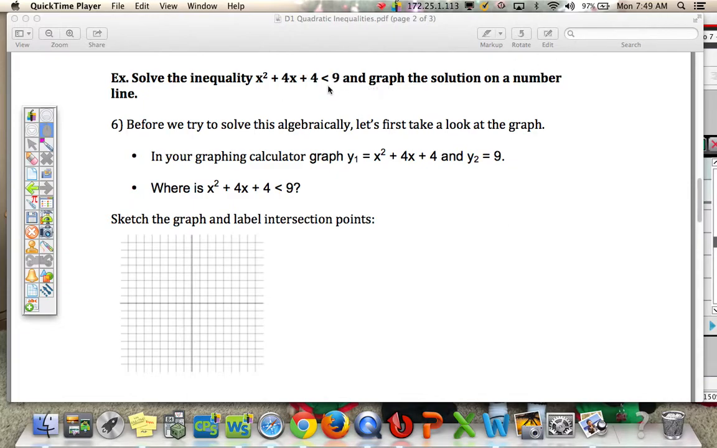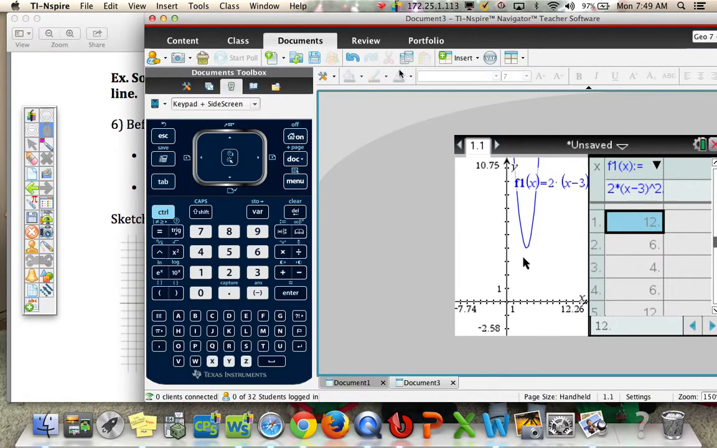Okay, so this one's different because we have a 9 here, and if you remember back to the quadratics unit, in order to solve a quadratic using, for example, quadratic formula, we would get 0 on one side. So step 6 says before we try to solve this graphically, let's first take a look at the graph. In your graphing calculator, type in these two functions. Okay, so let's do that.